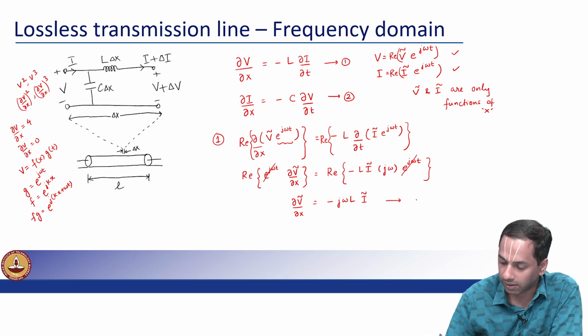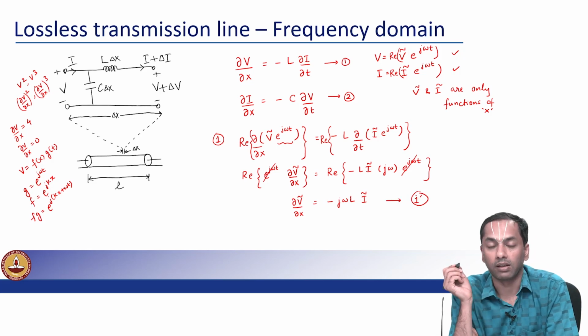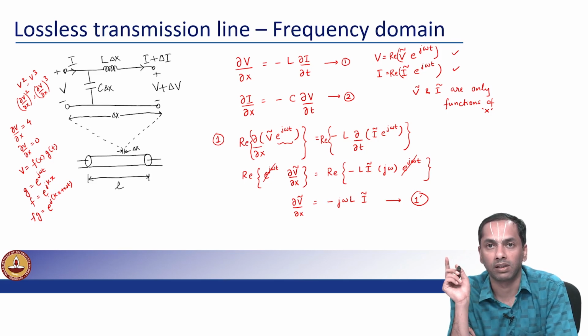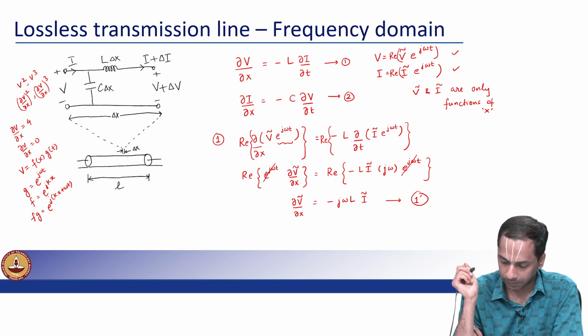Maybe we can call this 1 prime, where we've basically looked at how we have transformed an original partial differential equation, which was allowed to vary as a function of x and time, and now we have only phasors that are dependent on x alone. The time dependence has been completely removed, right?